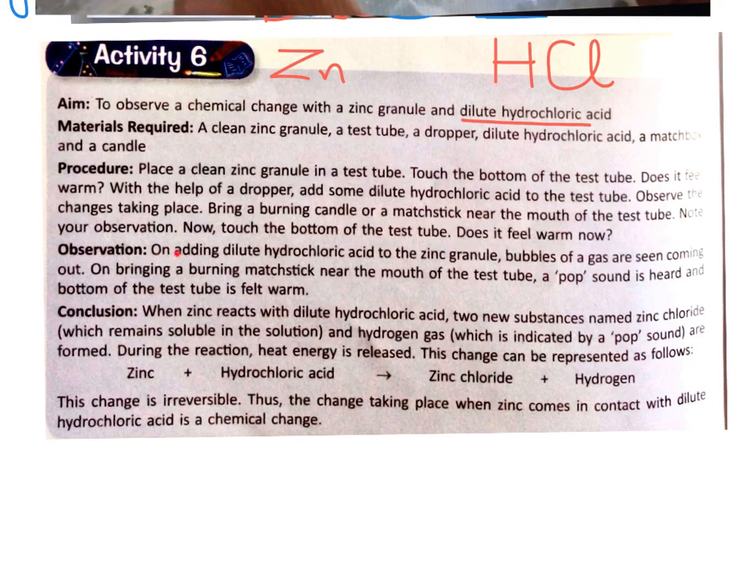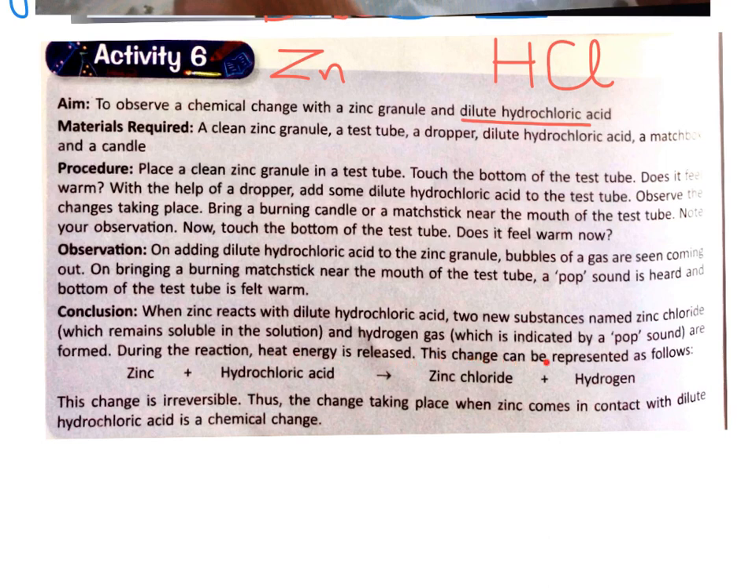Observation: on adding dilute hydrochloric acid to the zinc granule, bubbles of a gas are seen coming out. On bringing a burning matchstick near to the mouth of the test tube, a pop sound is heard and the bottom of the test tube is felt warm. Conclusion: when zinc reacts with dilute hydrochloric acid, two new substances named zinc chloride, which remains soluble in the solution, and hydrogen gas, which is indicated by a pop sound, are formed. During the reaction, heat energy is released.